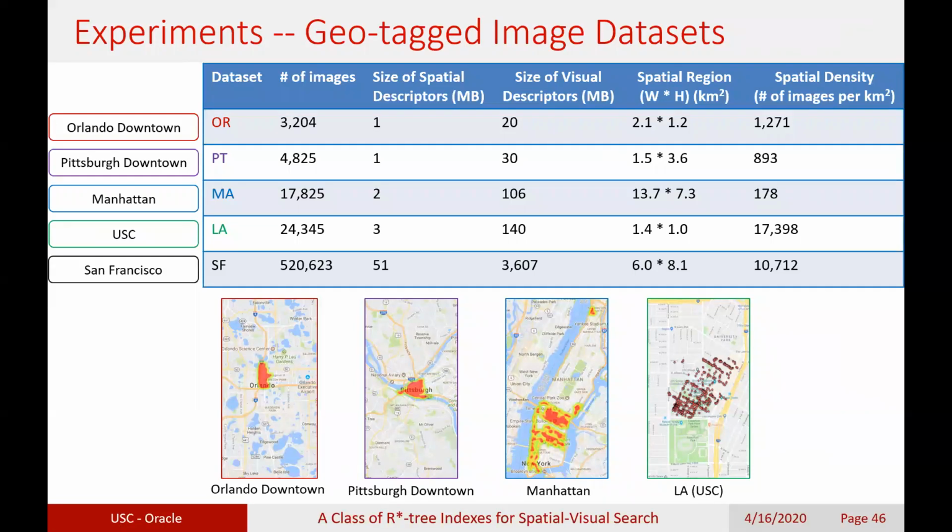To validate our indexes, we conducted several experiments using real datasets obtained from Google Street View for 5 geographical regions: Orlando downtown, Pittsburgh downtown, Manhattan, and the neighborhood of USC and San Francisco. The figures below show the heat map of each dataset. These datasets are different in terms of their spatial region and spatial density. Also, the largest dataset we have is the San Francisco dataset, which contains more than 500,000 images.